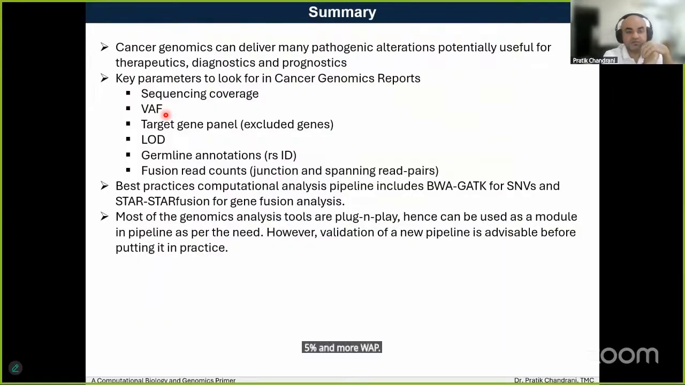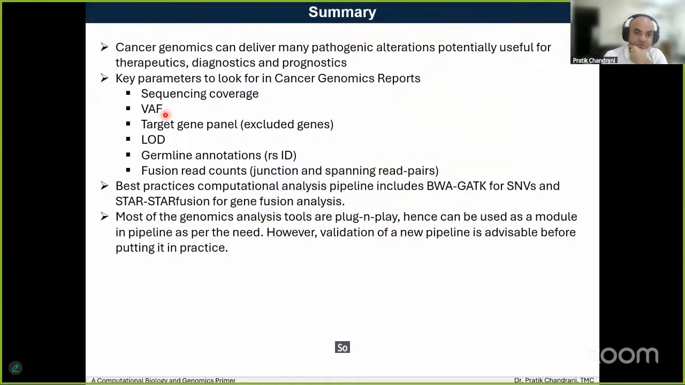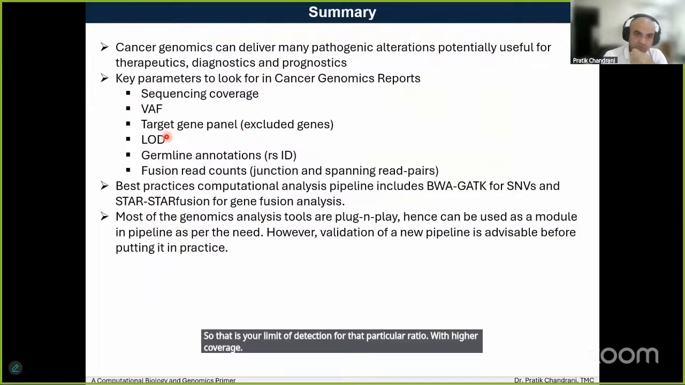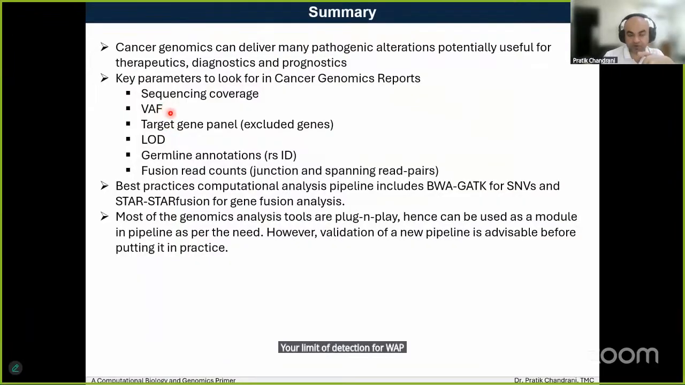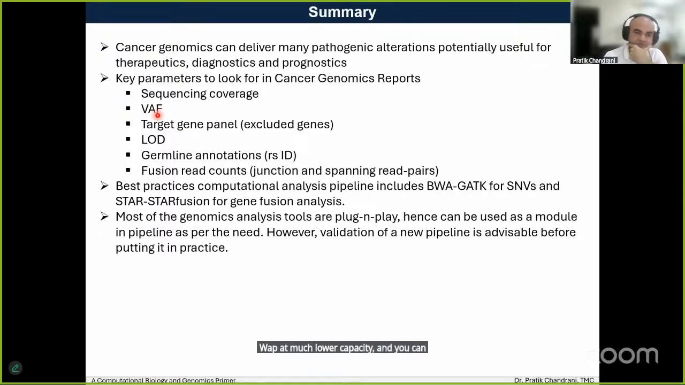If you find a variant with 1 to 5% VAF, then you know that this is probably a sequencing artifact that cannot be used for further follow-up without any additional validation. So that is your limit of detection for that particular ratio. With higher coverage, your limit of detection for VAF will keep going lower. And in a typical clinical setting, we usually do 250x or 500x coverage. So it allows us to find out VAF at much lower capacity, and you can further increase coverage to improve this as well.